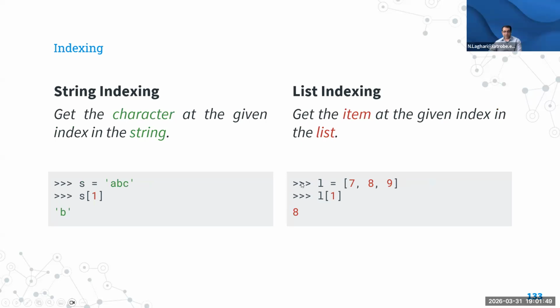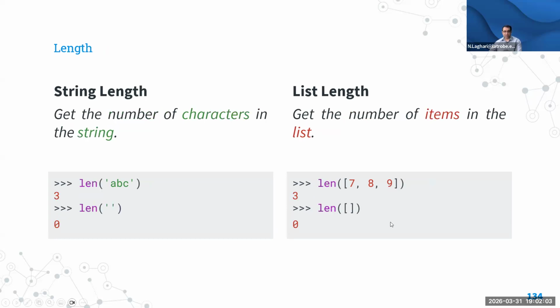Okay, so list indices. Again, list items start from 0. So at 0, we would have 7, at 1 we have 8, and we have 9 at index 2. Okay. For length, we can use the len function to find how many elements are there in the list. So there are 3, it will return us 3. For an empty list, it is going to return us 0. Okay.